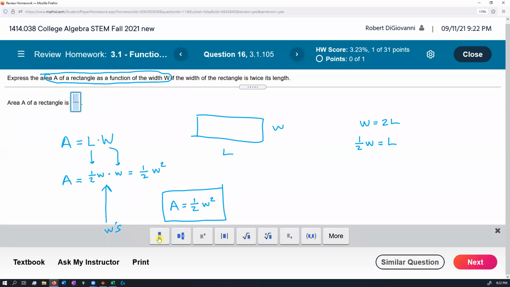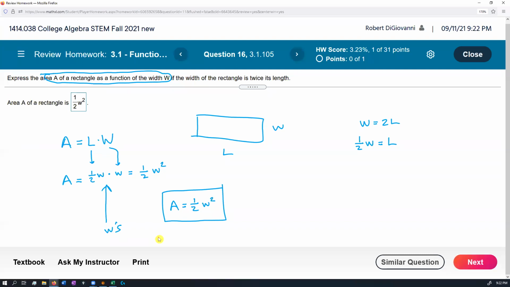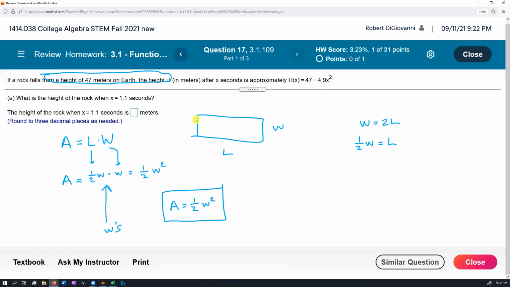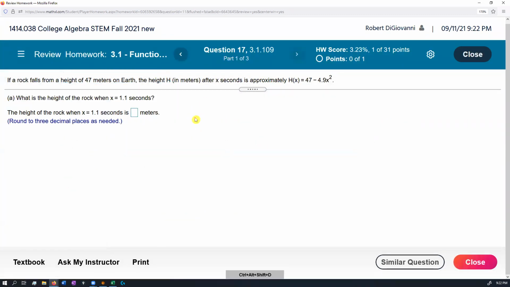So I'm going to put 1/2 W squared. Oh, I forgot this similar question. That should be good though. Next.